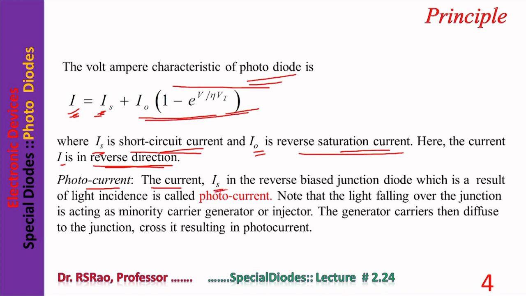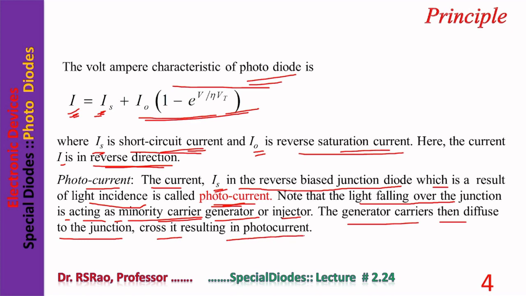Photocurrent: the current Is, which is designated as the short circuit current in the reverse biased junction diode, which is a result of light incidence, is called photocurrent. Is is a short circuit current. It is actually photocurrent. It is called so because it is due to the incidence of light over the diode. Note that the light falling over the junction is acting as a minority carrier generator or injector. The generated carriers then diffuse to the junction, cross it, resulting in the photocurrent.